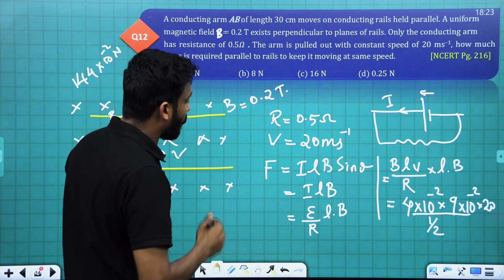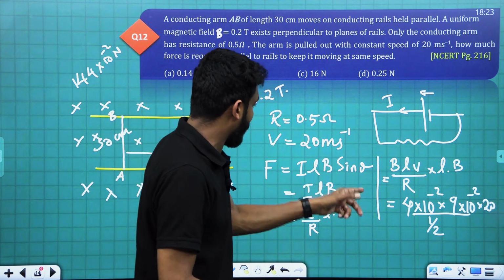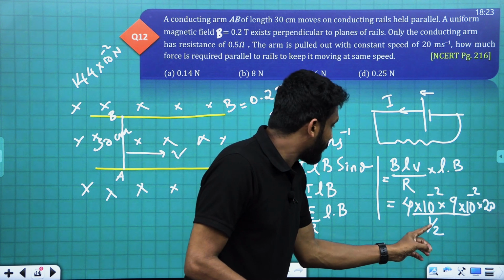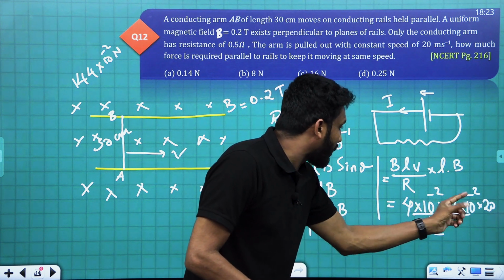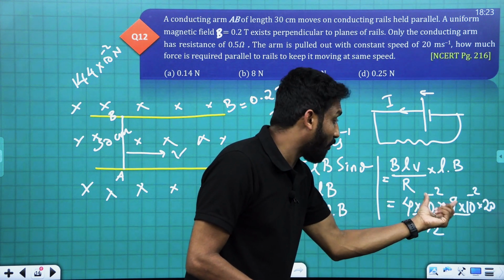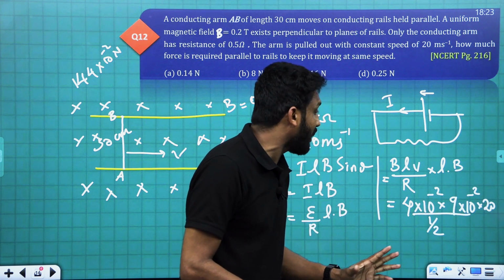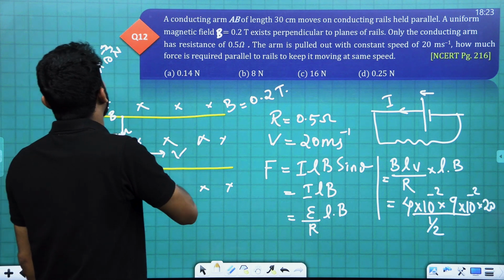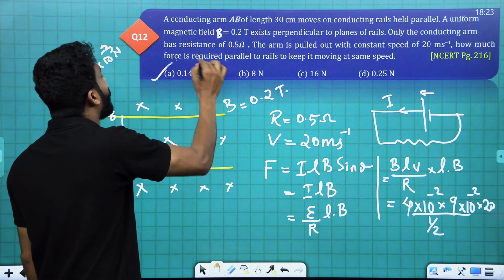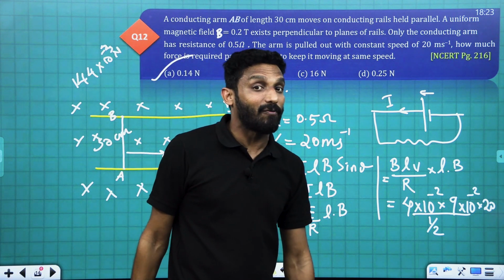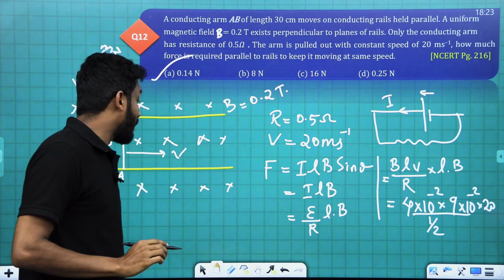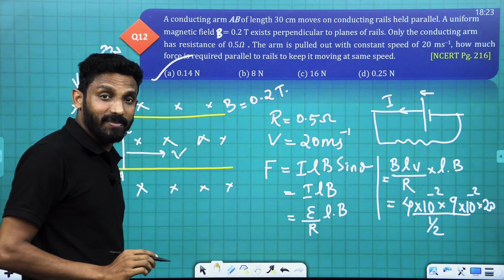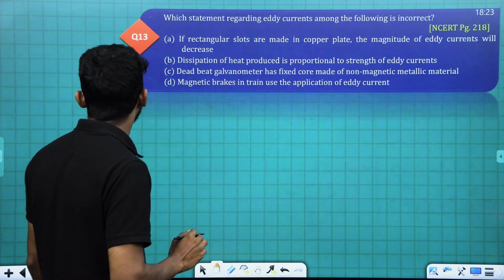Clear? 1.4 Newton. We need to check once again. This is 10 power minus 2 into 10 power minus 2, that is 10 power minus 4 into 10, that is 10 power minus 3. 10 power minus 3 into 144. So the answer is 0.14 Newton. I think you understood it clearly. Okay? Moving to the next one.